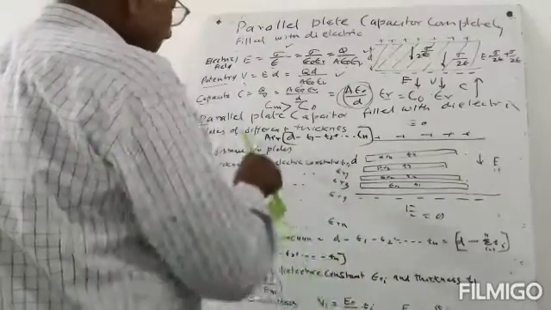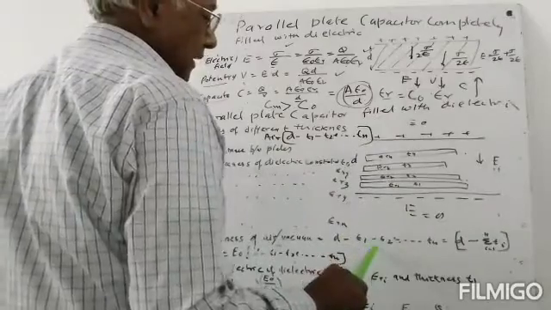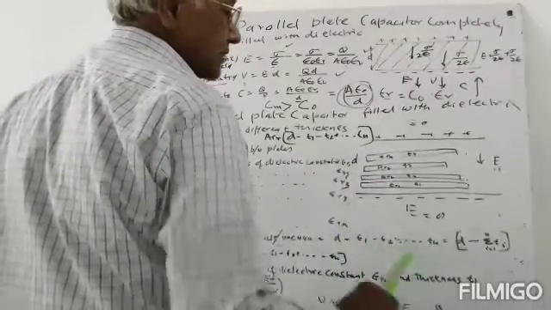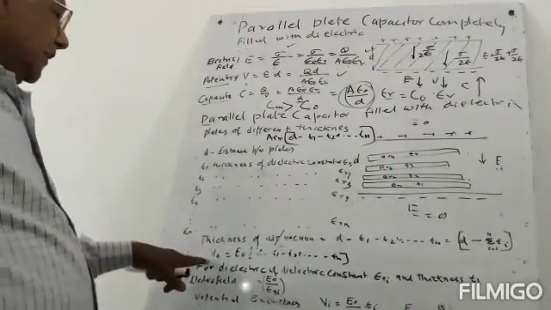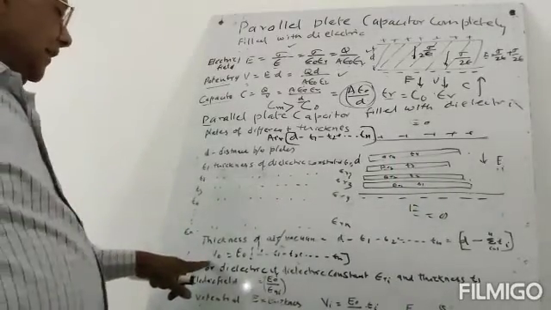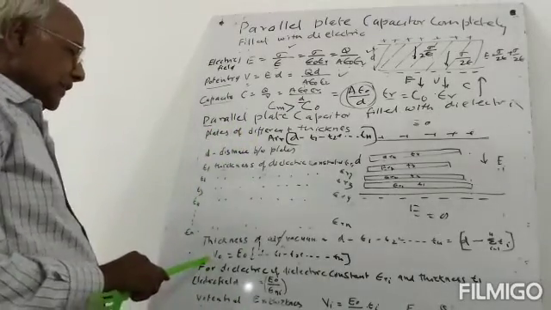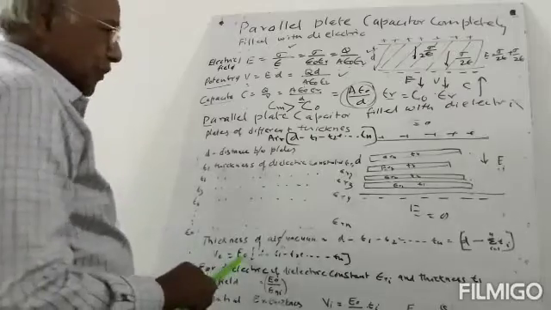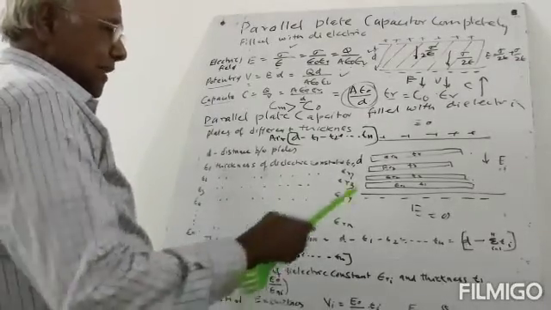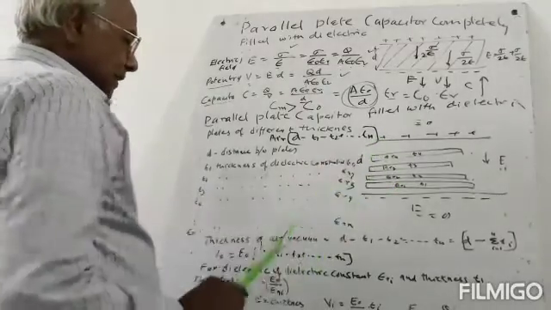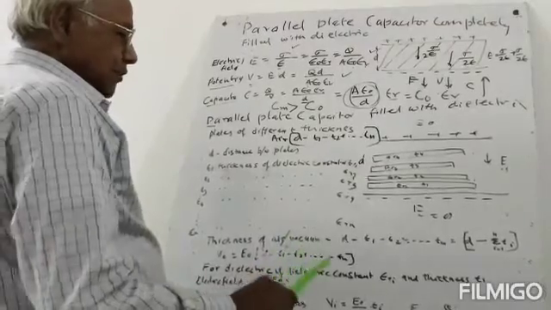The air distance will be D minus T1 minus T2 and so on. So what will be the potential due to the air only? We put V0 equal to E0, the electric field due to the air or vacuum, multiplied by the distance available for the air, that is D minus T1 minus T2 and so on.